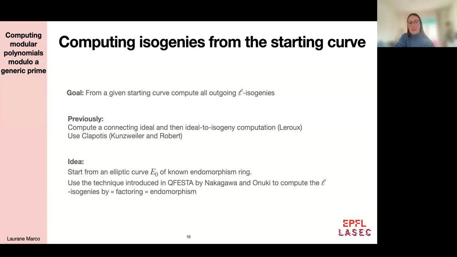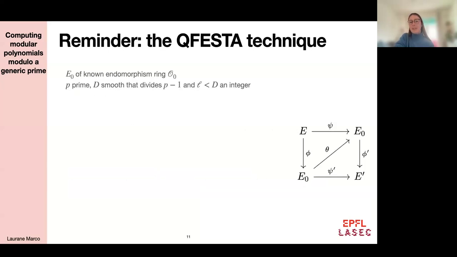So our idea was we start from a curve E0 of known endomorphism ring, and then we use this very popular technique in isogeny-based cryptography that was introduced in QFESTA by Nakagawa and Onuki to compute an L isogeny by factoring out an endomorphism. So let me give a little reminder on the QFESTA technique.